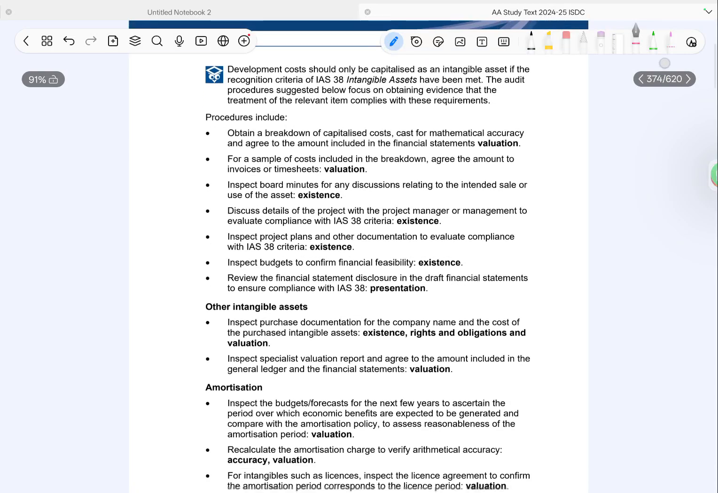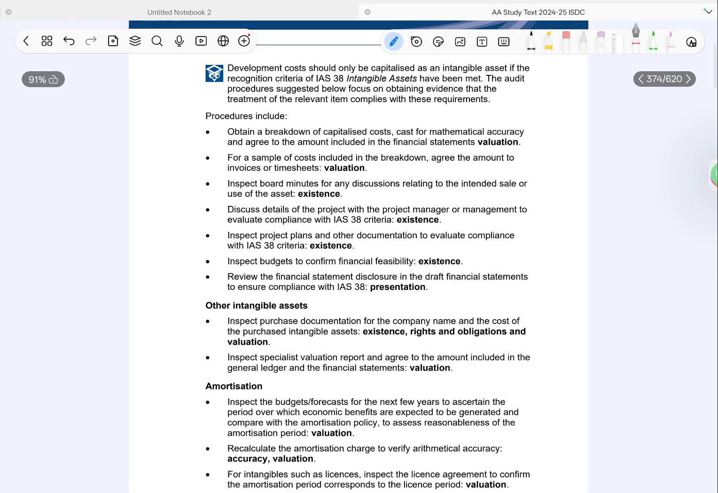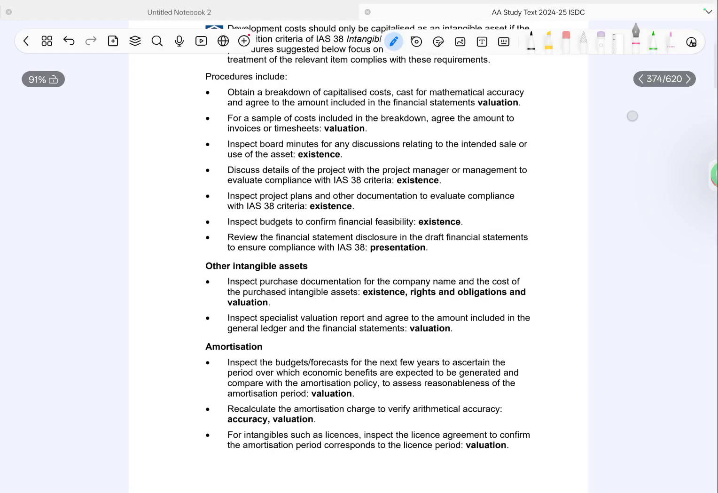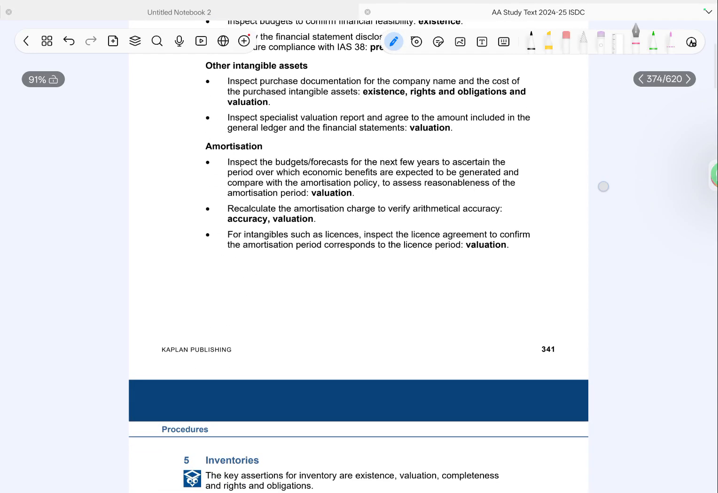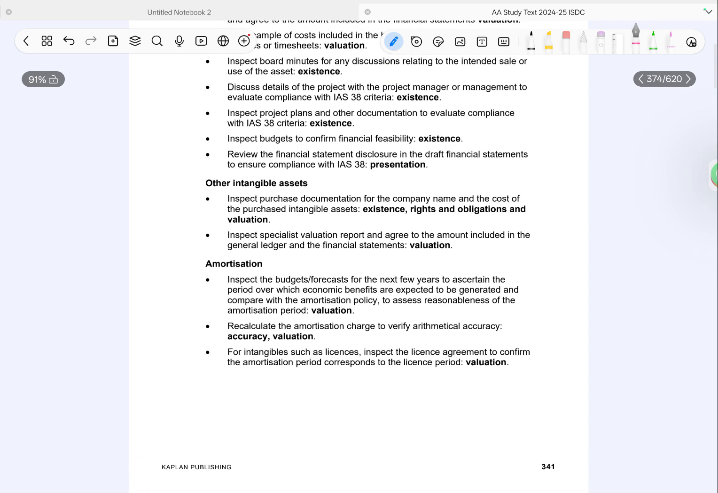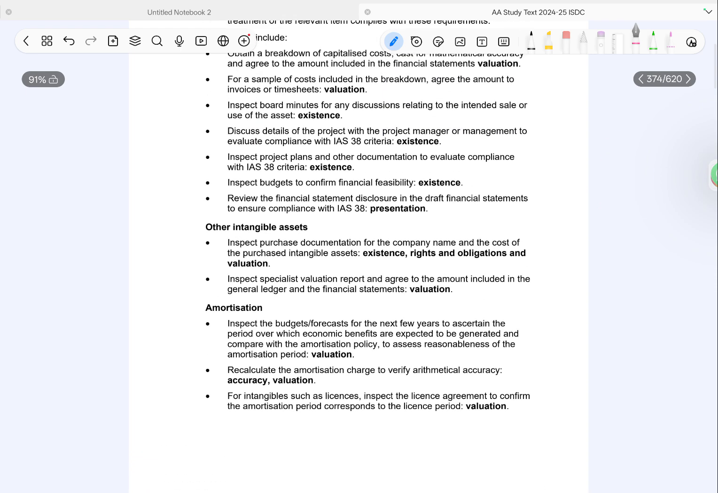So the auditor's focus is to ensure that the criteria are properly satisfied. First, obtain a breakdown of capitalized costs, check the calculations, and agree the total to the financial statements. Then, for a sample of costs, verify the amounts using invoices or timesheets to confirm valuation. To support existence, the auditor may review board minutes and discuss the project with management to understand its purpose and progress. Project plans, supporting documents, and budgets should also be inspected to confirm technical feasibility and financial viability. Disclosures in the financial statements must also be reviewed to ensure compliance with IAS 38.